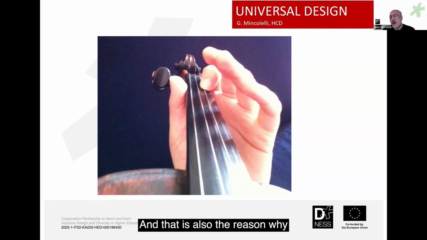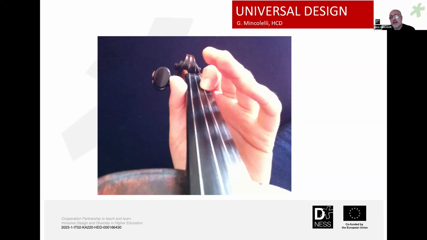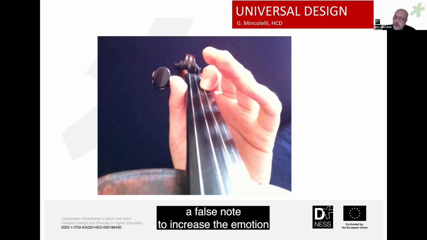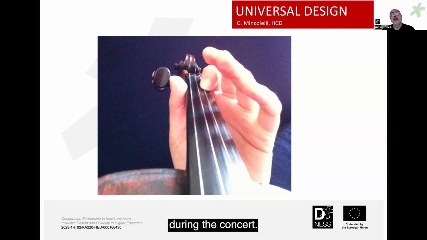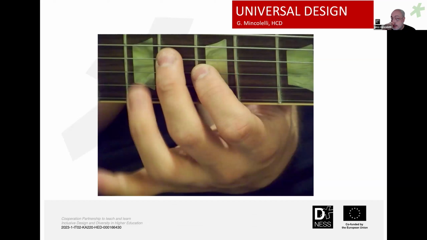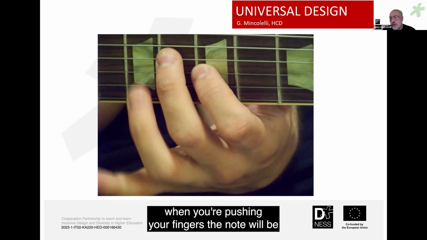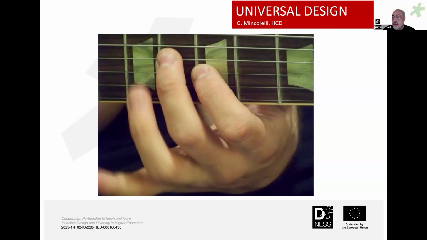And that is also the reason why it's so hard to learn violin playing, but the violin also allows the player to intentionally force a false note to increase the emotion during a concerto. In the guitar, it's more difficult. You have to force the string to move by pushing it. Otherwise, even if you are not precise in the place where you're pushing your finger, the note will be correct.